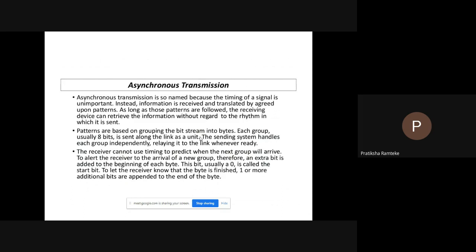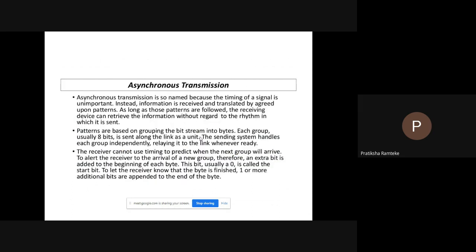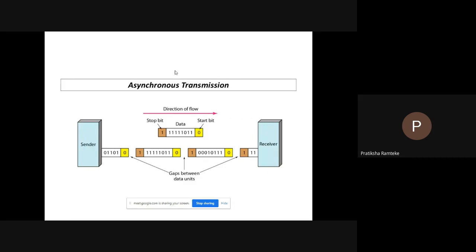In this transmission, half duplex mode is used. The receiver cannot use timing to predict when the next group will arrive, because we don't use a clock pulse, and timing cannot alert the receiver to the arrival of a new group. Therefore, an extra bit is added to the beginning of each group. We use the stop bit and start bit, 1 and 0.